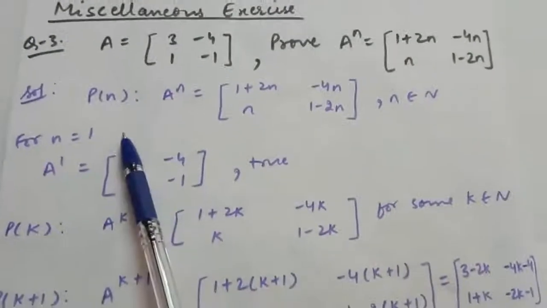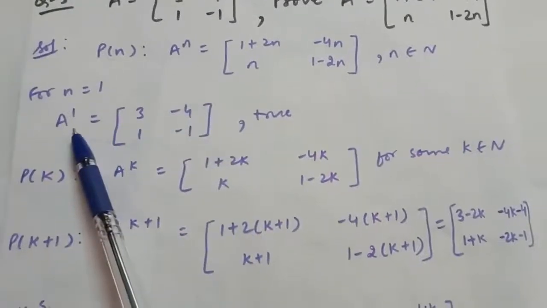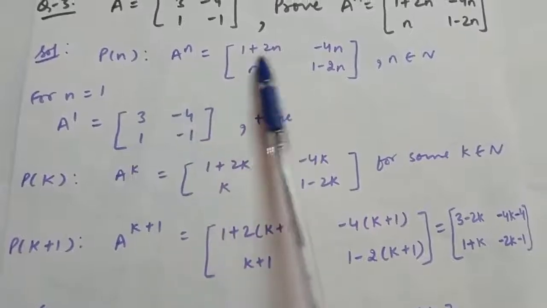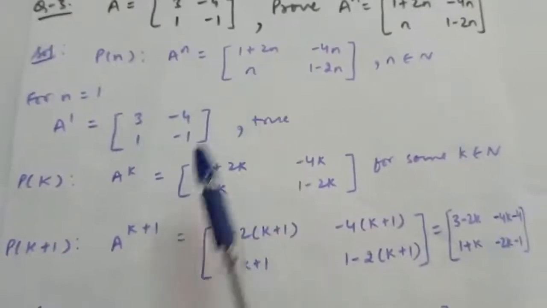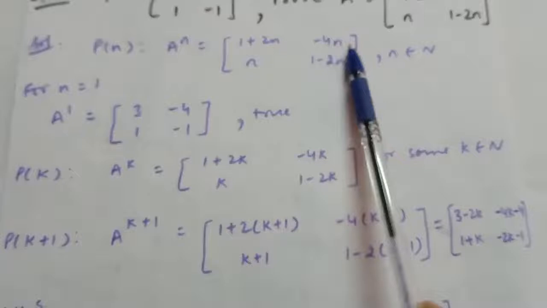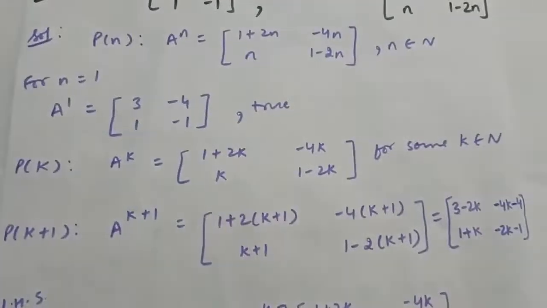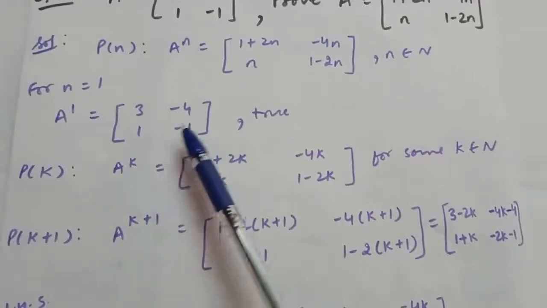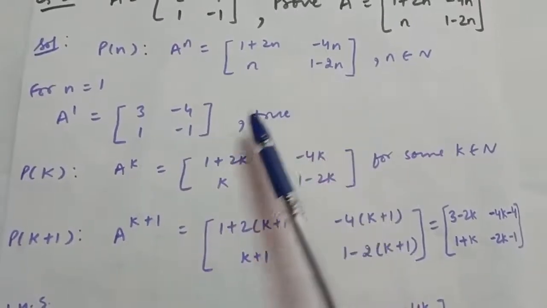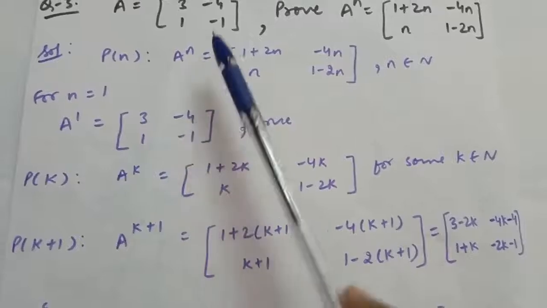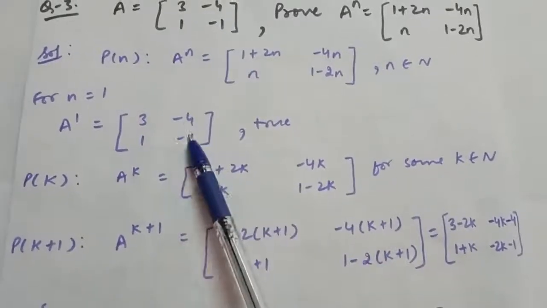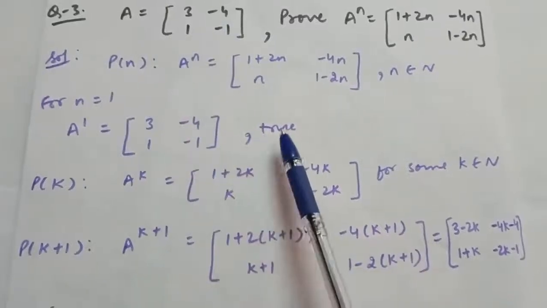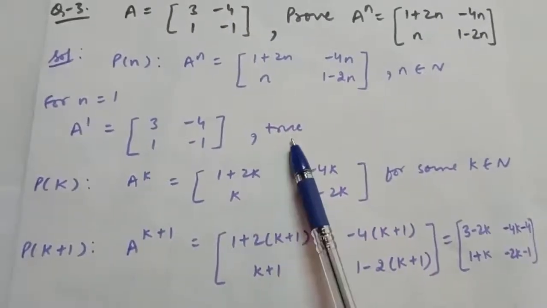Now for n equal to 1, in place of n put 1. So A raised to the power 1 will be equal to 1 plus 2 into 1, that is 3. Then minus 4 into 1, minus 4. In place of n put 1. Then 1 minus 2, that is minus 1. So we can see A is given as this. This is also A. So both of these matrices are equal.